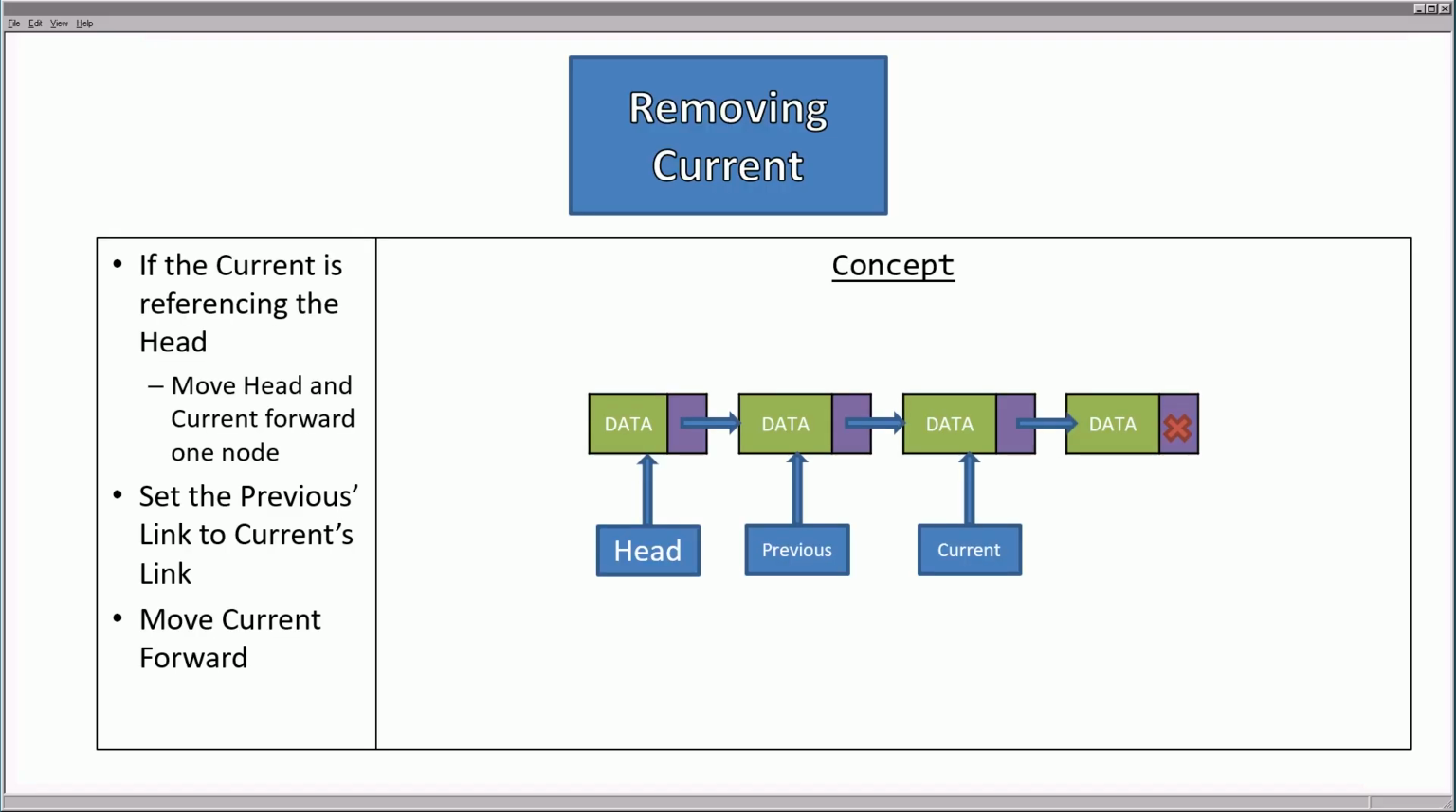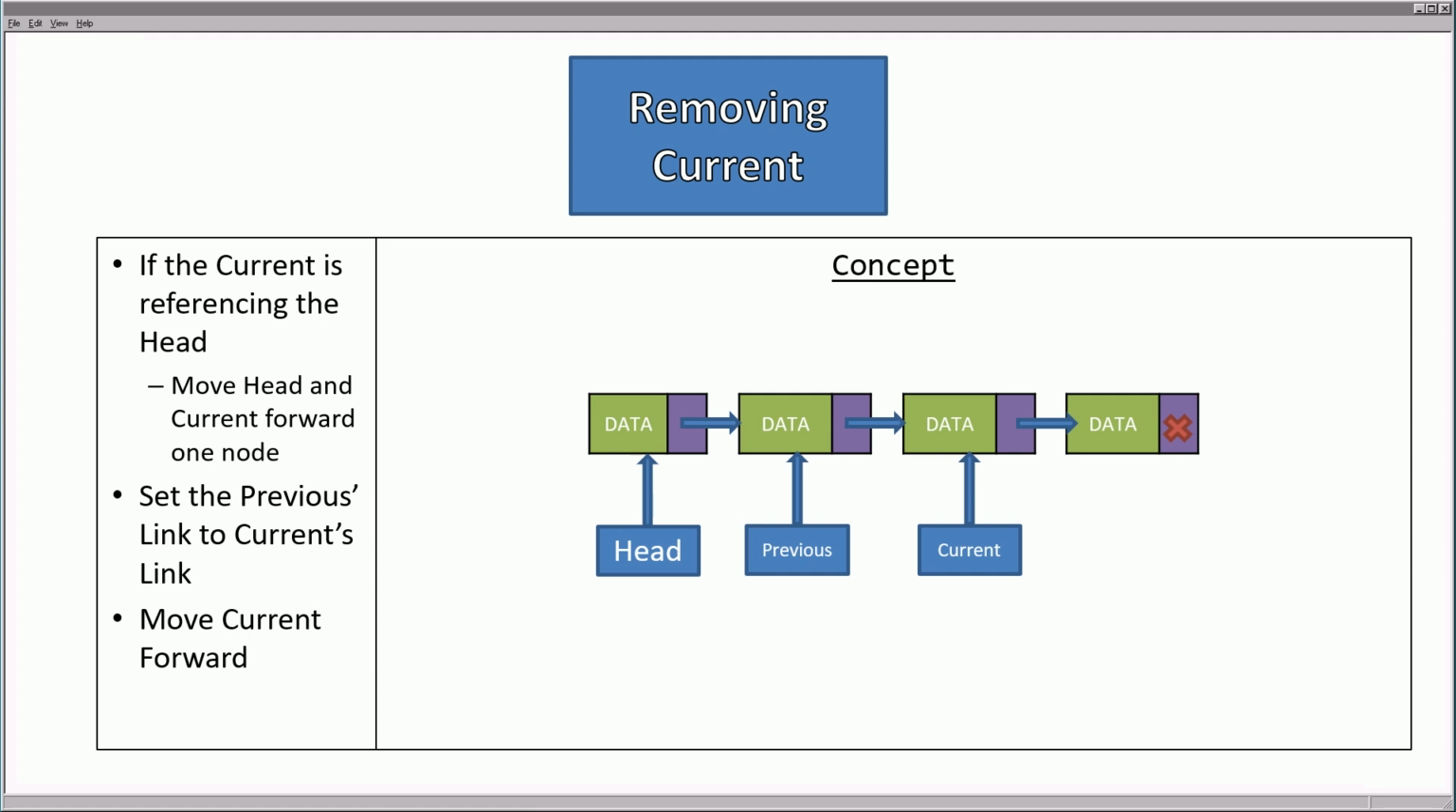Now let's assume again that we're going to remove whatever current is referring to. The concept for this doesn't change. Now, if it is the head, then all we have to do is move the head pointer forward and also make sure that current is still referring to the new head. If current is not at the head, then all we need to do is skip over the reference.